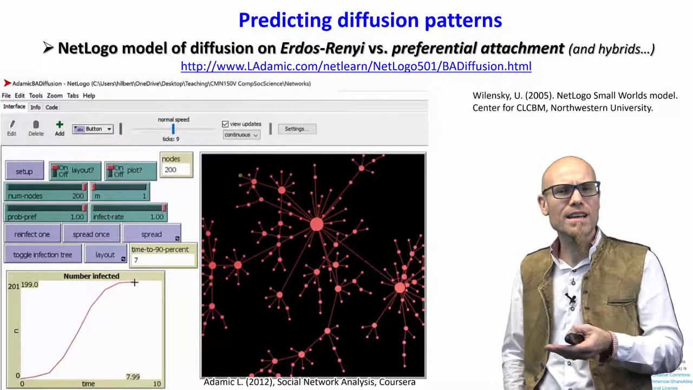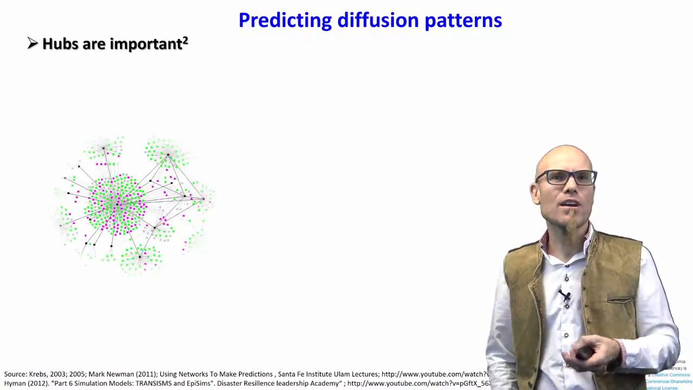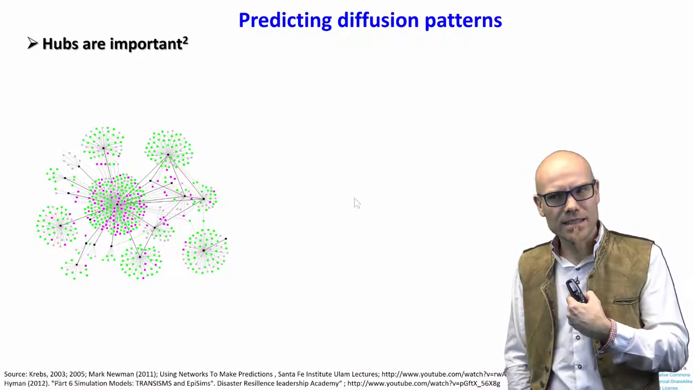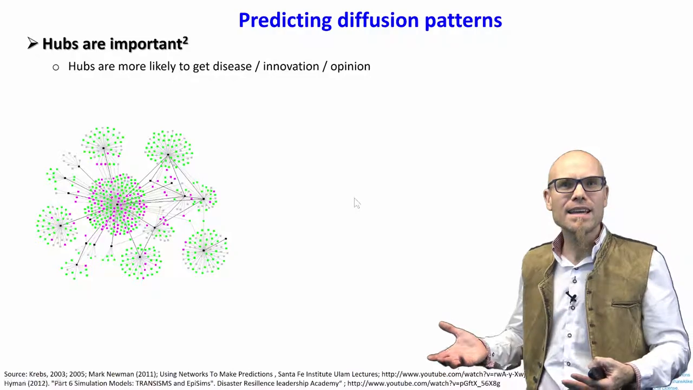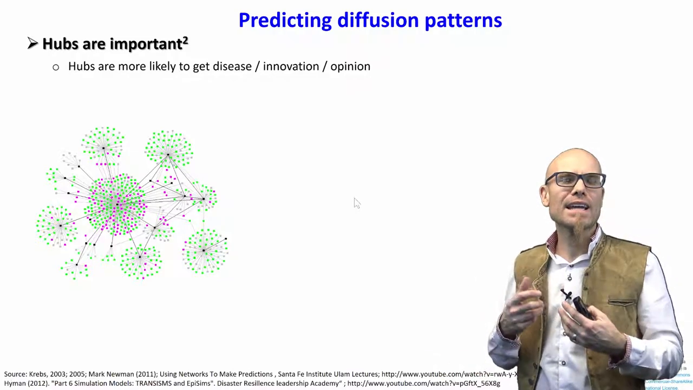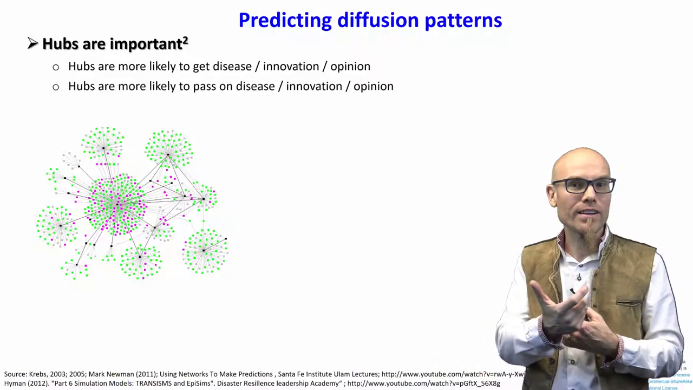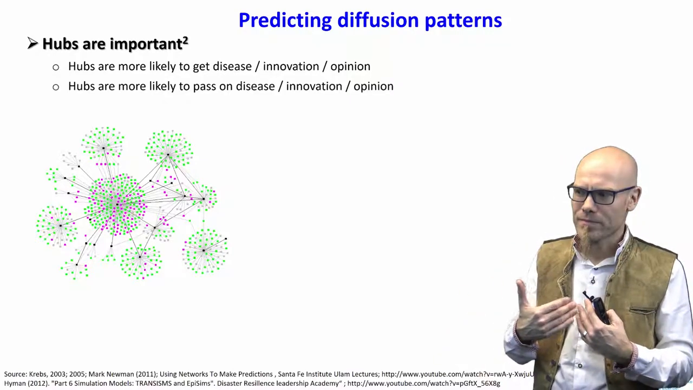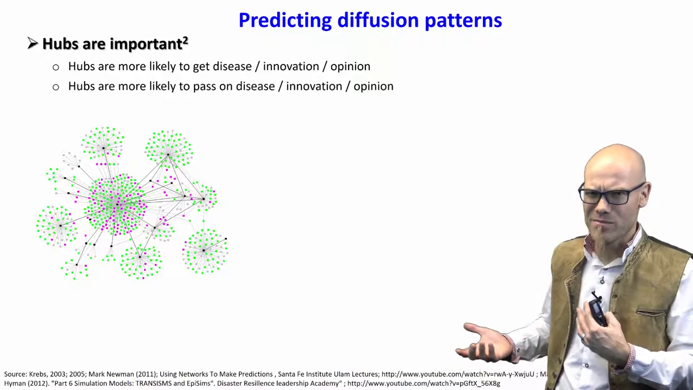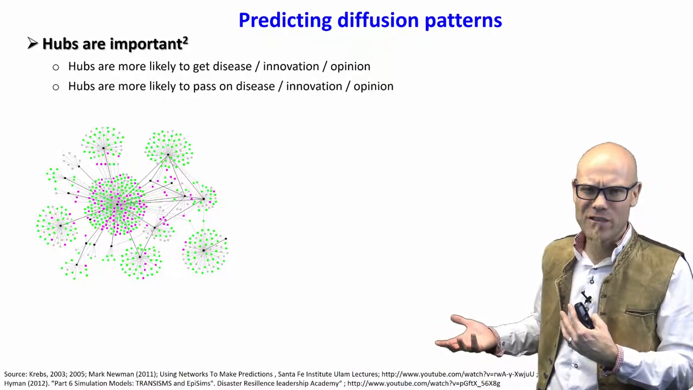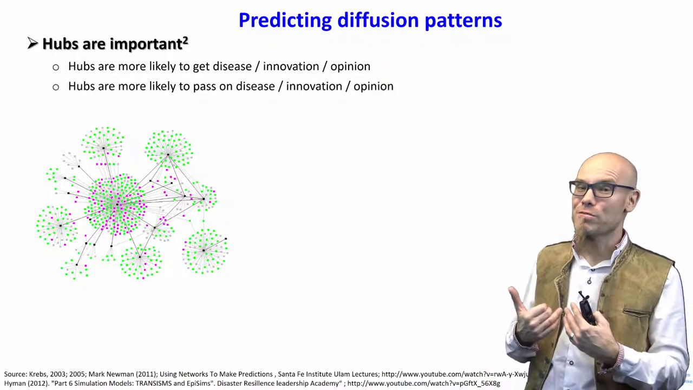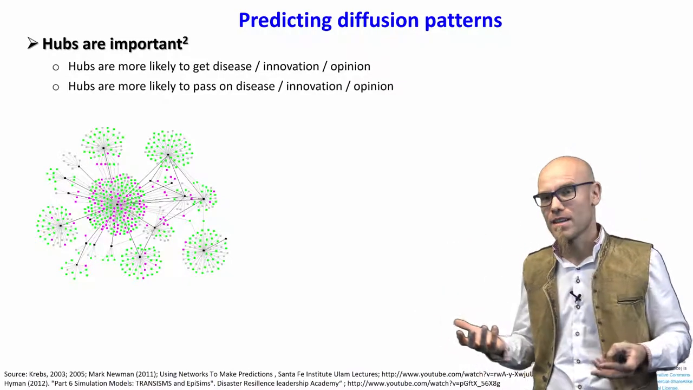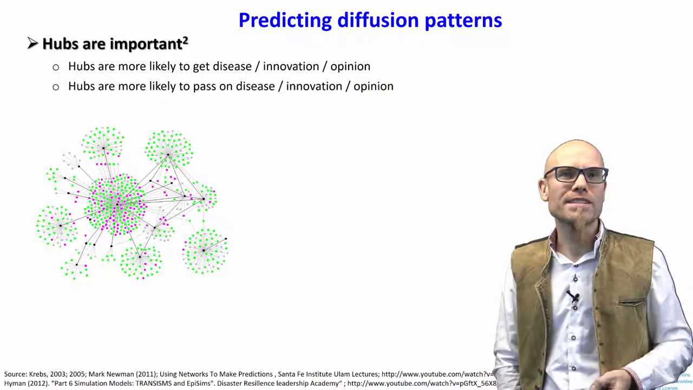So hubs are important by square, actually. Why? Because they are more likely to get the disease, because they're connected to so many, and they are more likely to pass the disease on. Once they get the disease, which is very likely just because they have so many friends and one of them has the disease or has heard the rumor, then they're very likely to be infected, and then they will pass it on to many others, right? So they're important by square, actually.